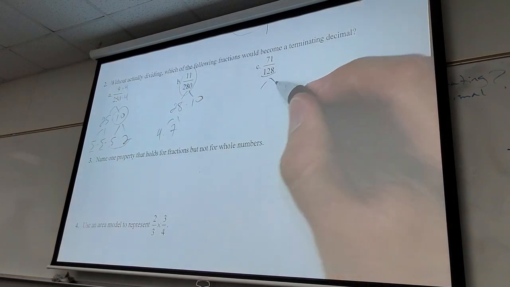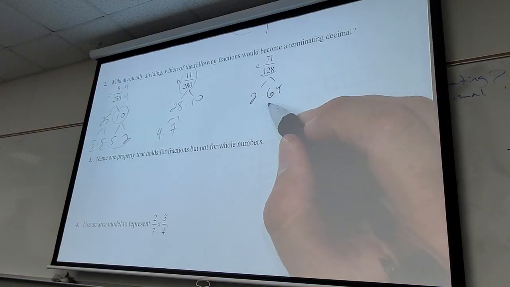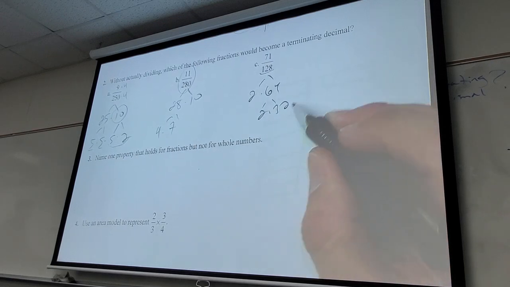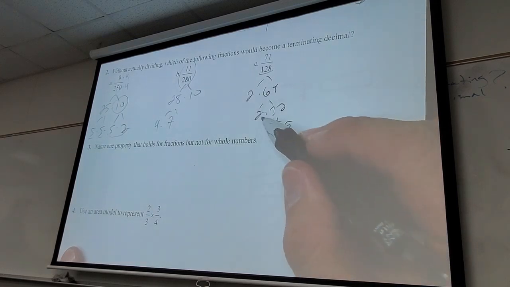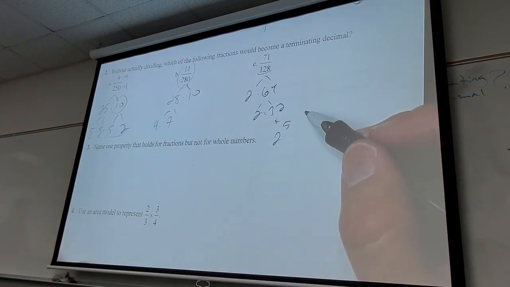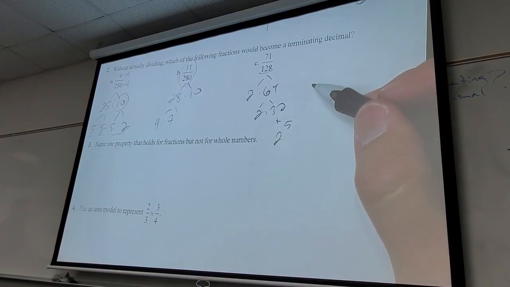So if you break this down, 2 times 6 is 4, 2 times 9 is 2, and then 32 is 2 to the 5th. That's really good to memorize. So then you get 5, 6, 7. You get 7 2s. So will this be a terminating decimal?